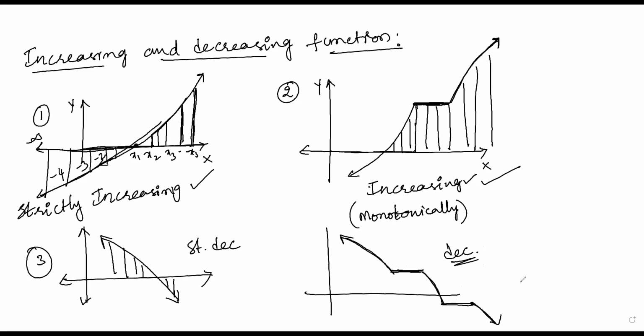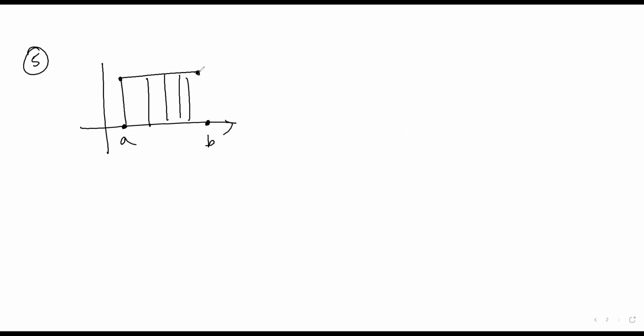Okay, then next, we'll take another one. Here point A is there, and here point B is there. In this interval, we check like this. What is this? In this interval, it is only constant. It's not changing. So what we say is it is a constant function. Constant. Good.